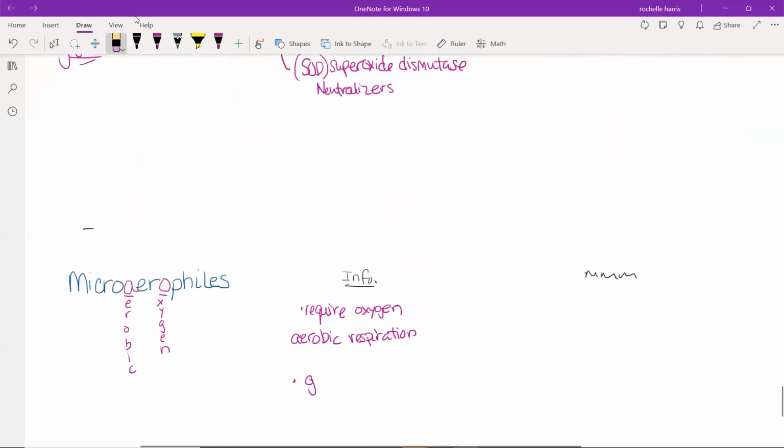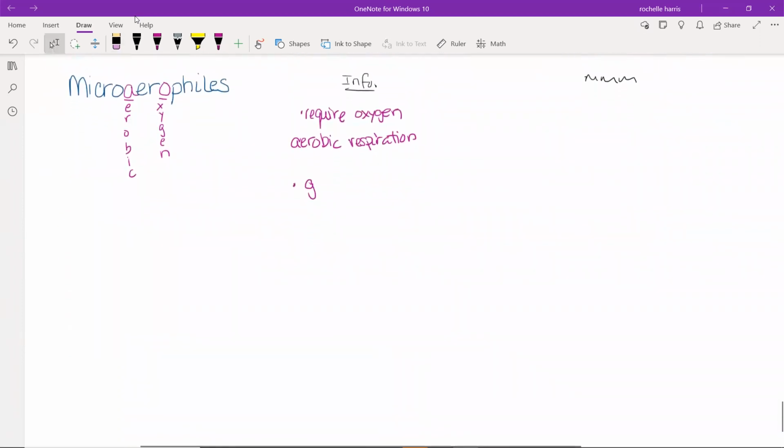This microbe, oxygen is required, and we see aerobic respiration. And then with this microbe, there is growth when the oxygen concentration is lower in the environment, lower than what's in the air.